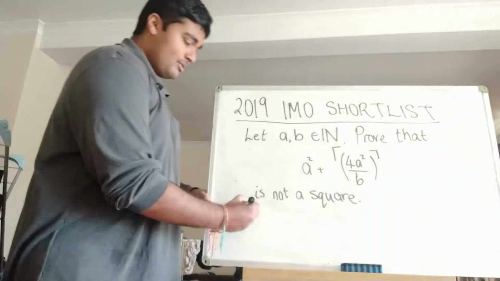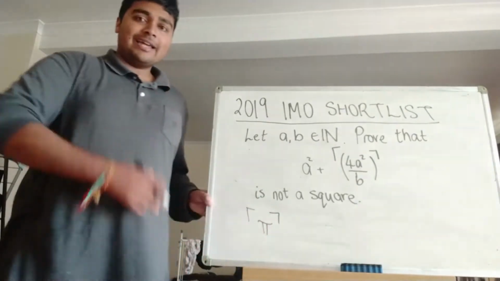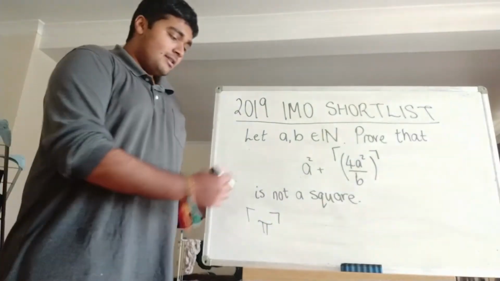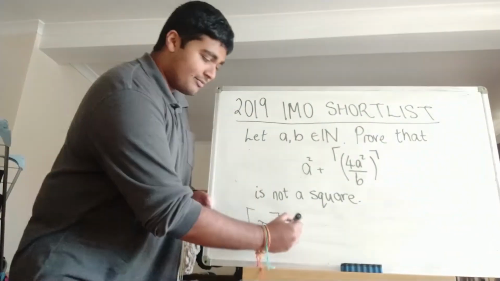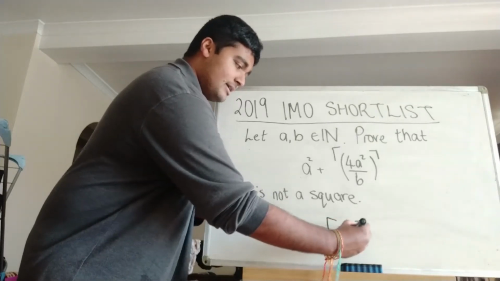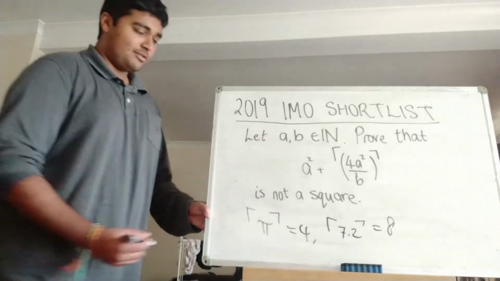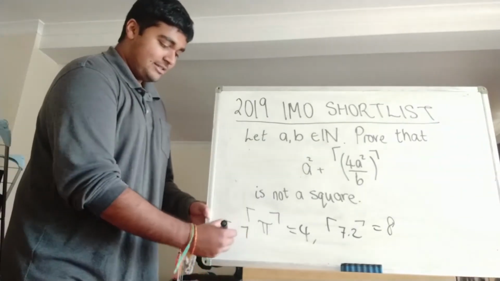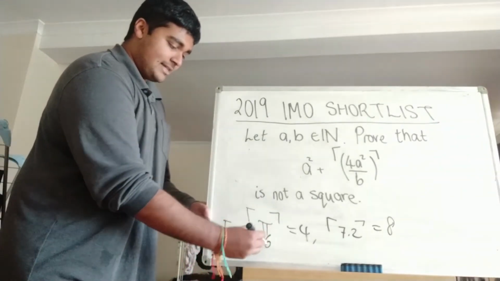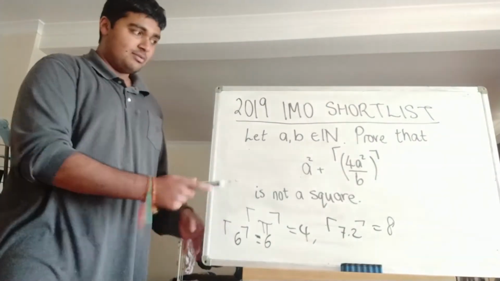So for example, if we have the ceiling of pi, because pi is 3.14 something, the smallest integer bigger than or equal to that is of course 4. The ceiling of say 7.2 is just going to be 8, because 8 is the smallest integer bigger than or equal to 7.2. And the ceiling of an integer, say 6, is just going to be 6, because 6 is an integer and it's the smallest one which is bigger than or equal to 6.